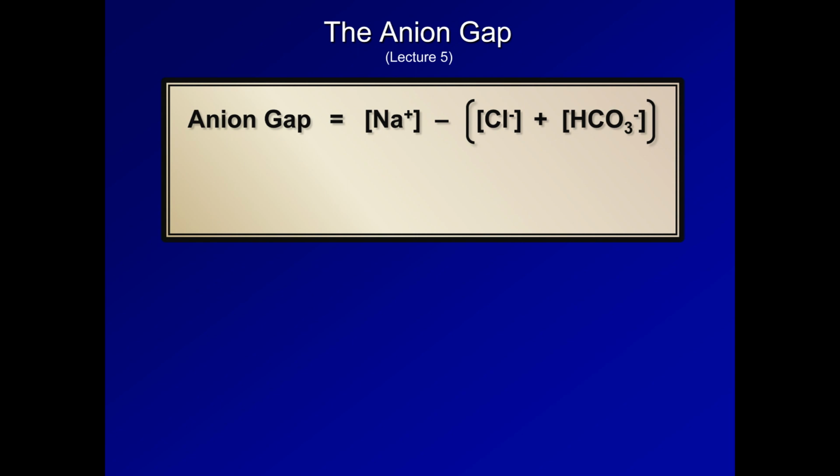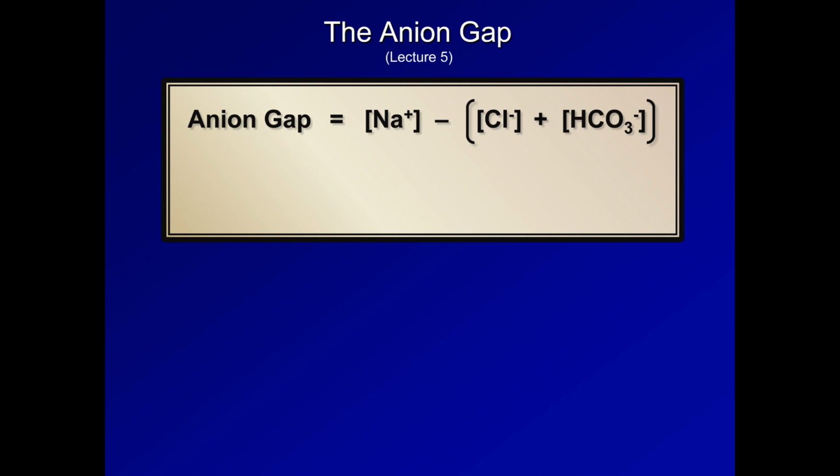a mathematical construct that is meant as an indirect surrogate for measuring the accumulation of difficult to measure anions in the serum, which lead to a subtype of metabolic acidosis, appropriately called an elevated anion gap acidosis. The anion gap is calculated as the serum sodium minus the sum of chloride and bicarb.